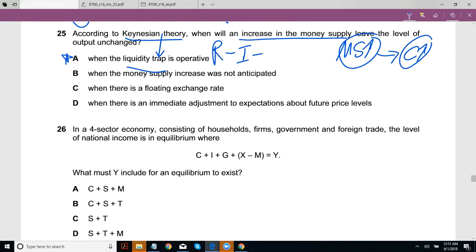When the money supply increase was not anticipated, it doesn't matter, it would still push down interest rates and lead to investments and so on. When there is a floating exchange rate, it doesn't matter because it will still push down interest rates and lead to investments. When there is an immediate adjustment to expectations about future price levels, I believe this would be your correct option.